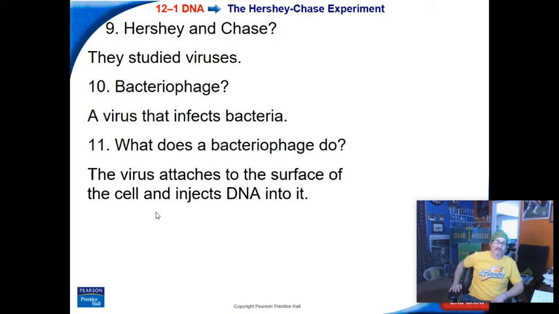So that's what bacteriophages do. They infect bacteria by injecting their DNA into it, the DNA is used to make more viruses, and then the viruses make the cell explode, and then all these other viruses go out and attack other bacterial cells.